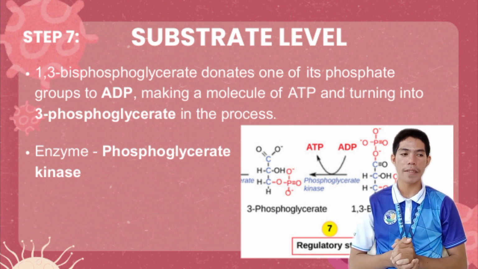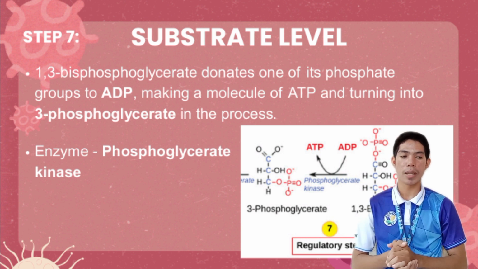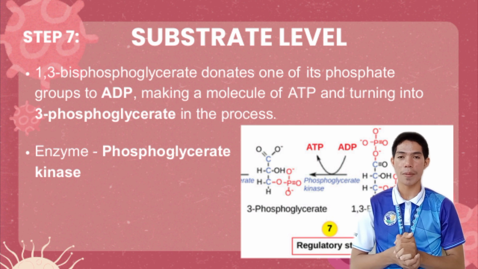So next, step 7, substrate level. 1,3-bisphosphoglycerate donates one of its phosphate groups to ADP, making a molecule of ATP and turning into 3-phosphoglycerate in the process. So it means that si 1,3-bisphosphoglycerate ay magdodonate ng isang phosphate group kay ADP. So ngayon, we only have one phosphate group in the structure. So, our responsible enzyme in step 7 of glycolysis is phosphoglycerate kinase.